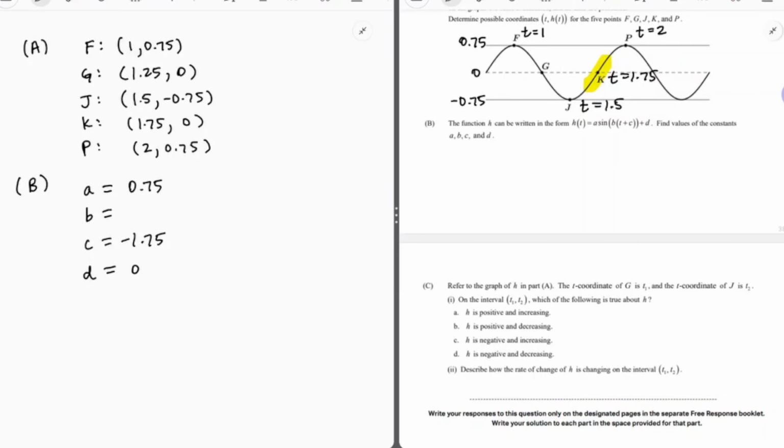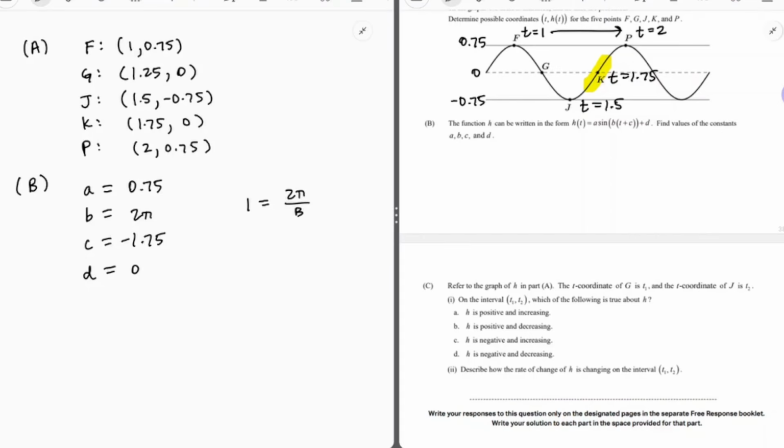And then B is something I need to think about the period. So the period equals 1. I'm seeing that from top to top. So period equals 2 pi over B, which means B must be 2 pi. And there it is.